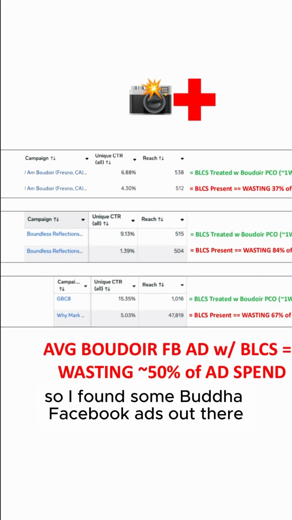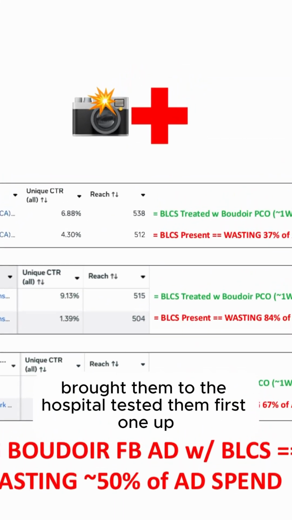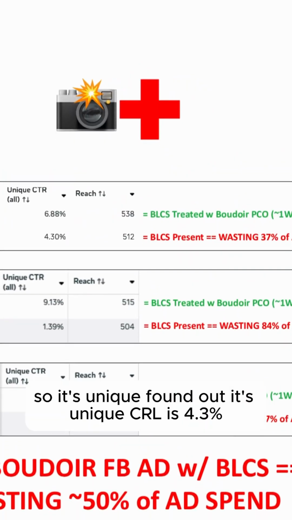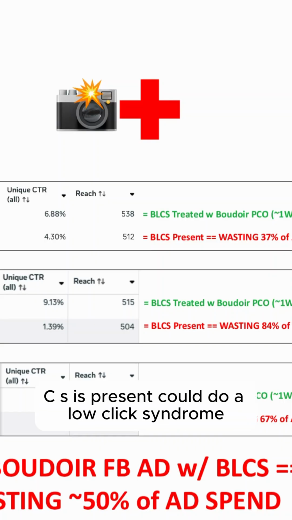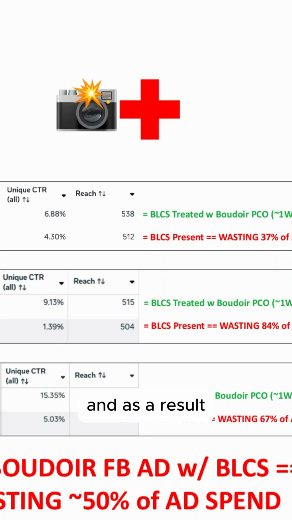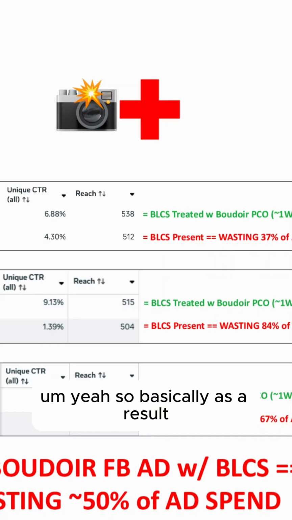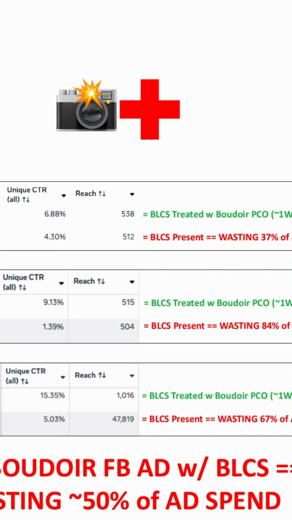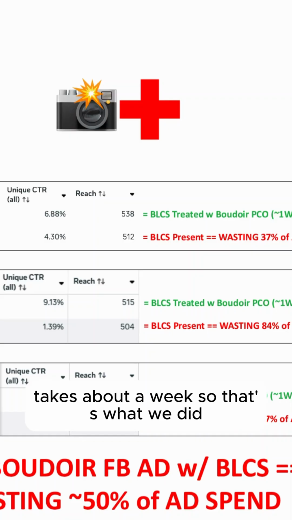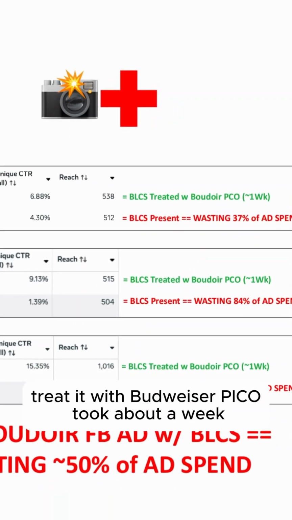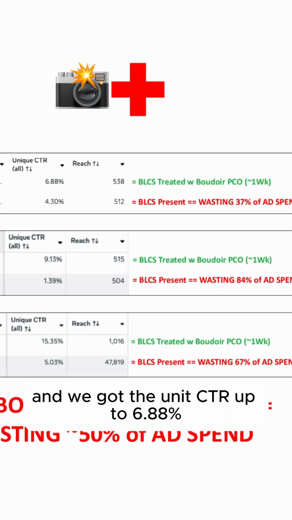So I found some Boudoir Facebook ads out there, brought them to the hospital, tested them. First one up, found out its unique CTR is 4.3%. So I discovered that BLCS is present, Boudoir low click syndrome. And as a result, we know we can treat this with Boudoir Pico. Takes about a week. So that's what we did. Treat it with Boudoir Pico, took about a week. And we got the unique CTR up to 6.88%.